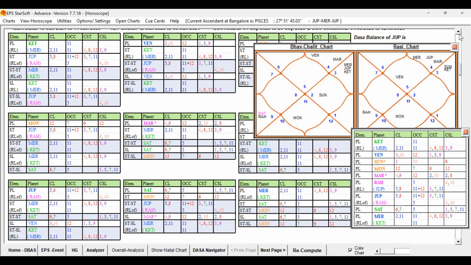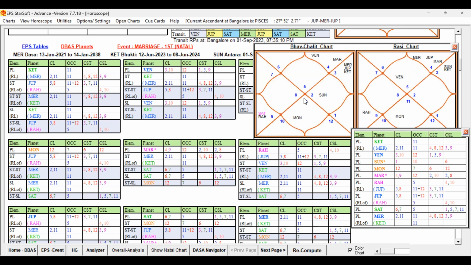With this, let me close this video, the study with the help of the EPS tables. In the next video, I will discuss the same chart with the help of the PILT table, how we can identify the destiny and the Dasa Bhukti period planets. Thank you. Good luck.